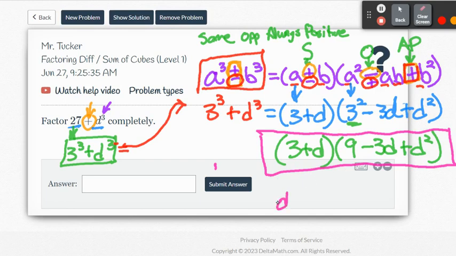If I wanted to have more descending order, I could, but this will be sufficient for my answer. I could put d plus 3 and then times d squared minus 3d and then plus 9 in the back, which would also work. But either one, this will work up here. We'll try another one.